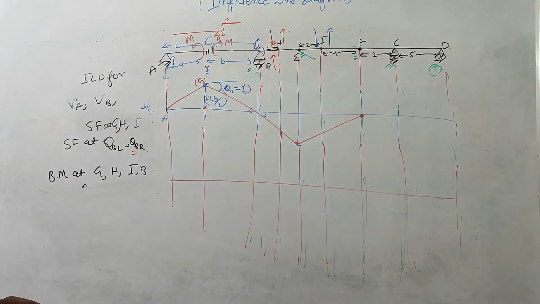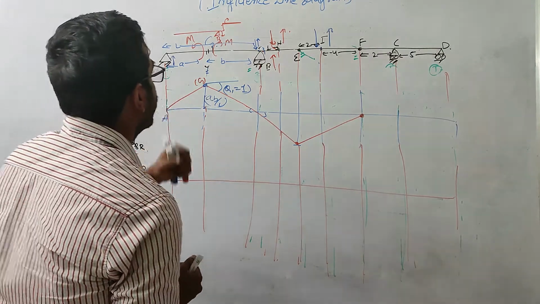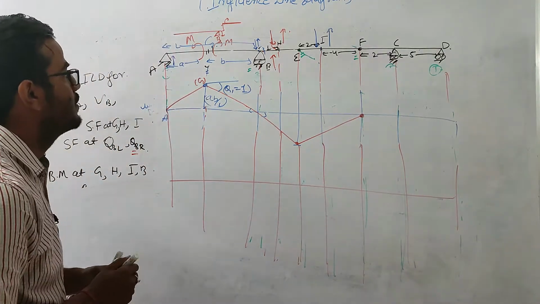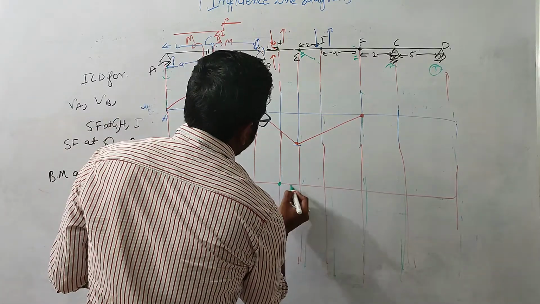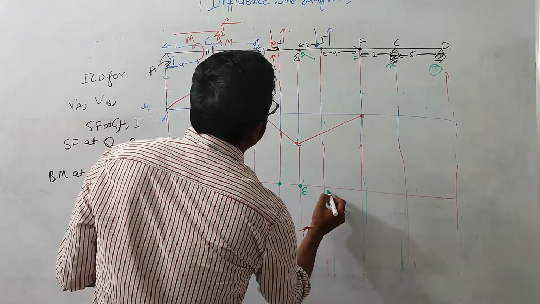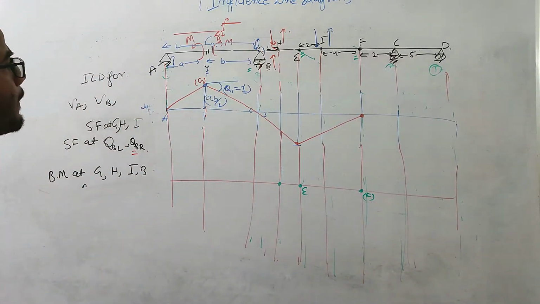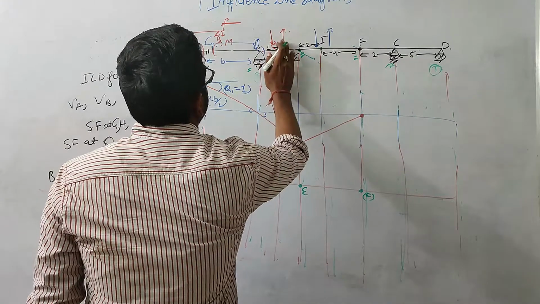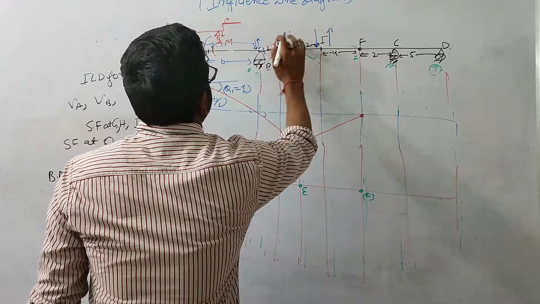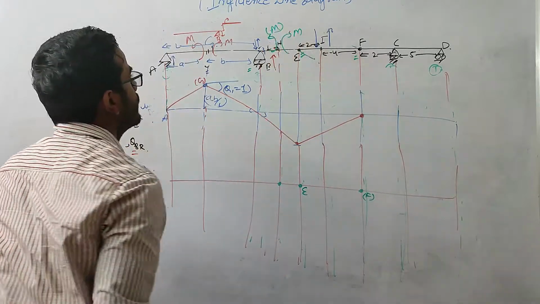Okay. Now, if we want to draw the bending moment for the point H, I need to provide an internal hinge, right? You can see that one internal hinge is already present at E and F. Let us suppose that at this H point, the moment is acting in this direction.